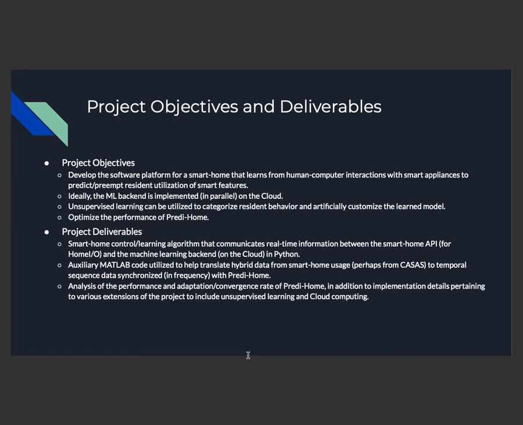I didn't put enough pictures in my slides, so I'm going to use the board. Essentially, the pipeline is pretty simple. If this is the smart home, there's a controller residing in the smart home that's doing all the data processing and control. And then the controller is wirelessly communicating with the cloud, which is running the machine learning algorithm.